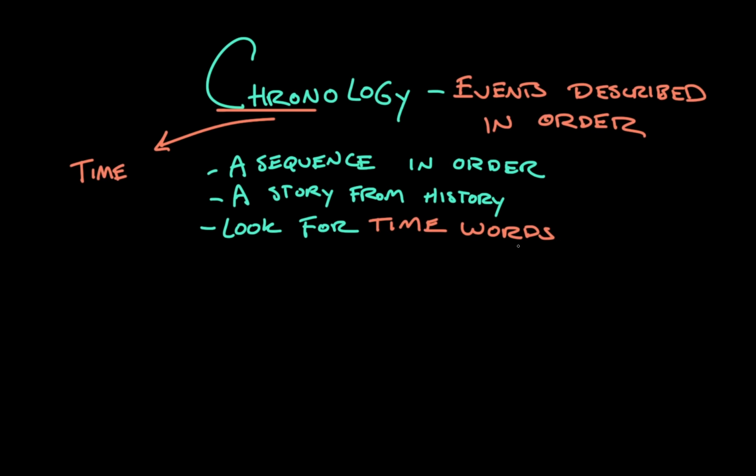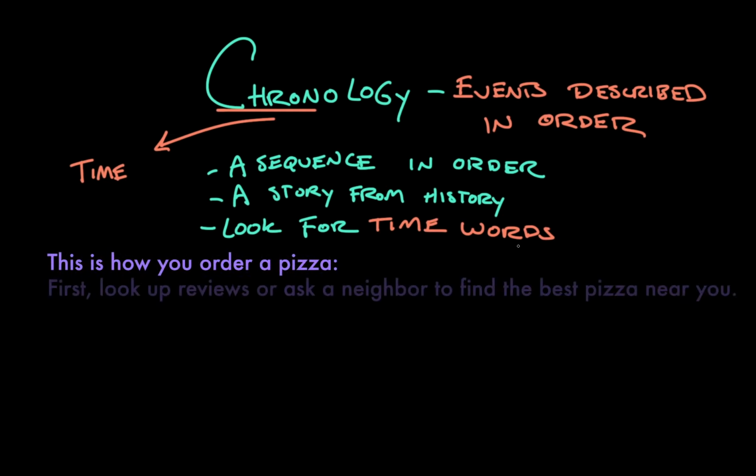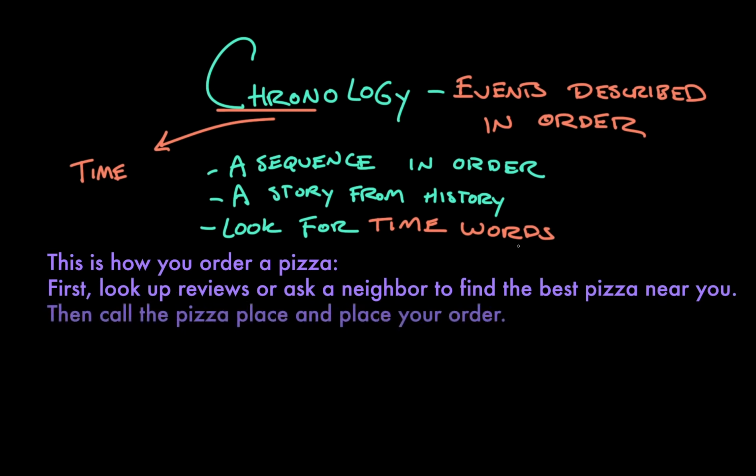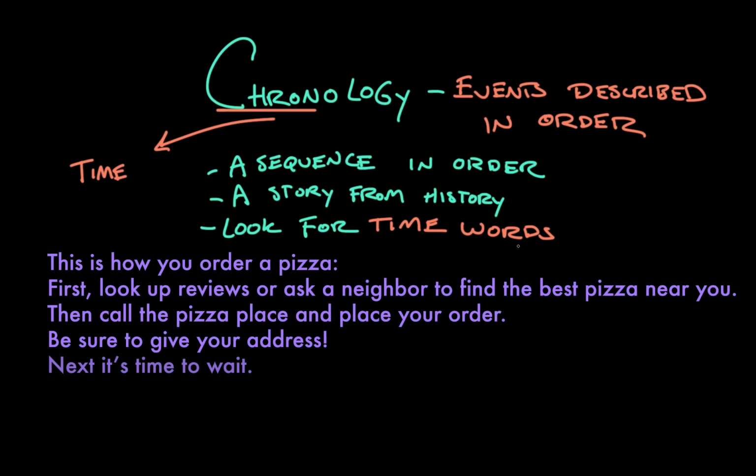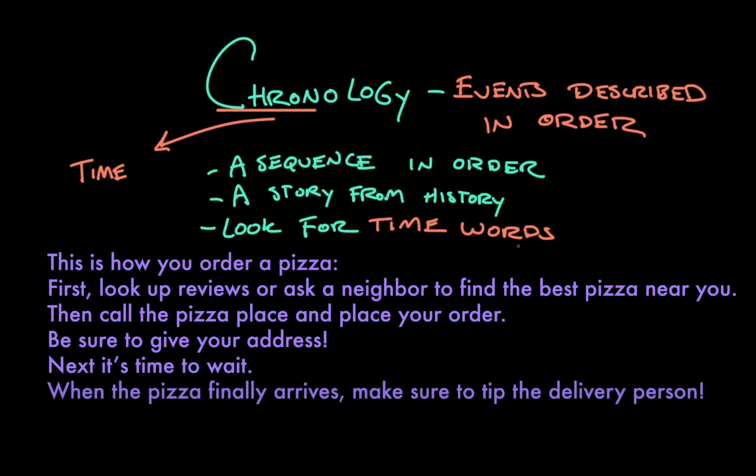Here's an example of the chronology of ordering pizza. This is how you order pizza. First, look up reviews or ask a neighbor to find the best pizza near you. Then, call the pizza place and place your order. Be sure to give your address. Next, it's time to wait. When the pizza finally arrives, make sure to tip the delivery person.